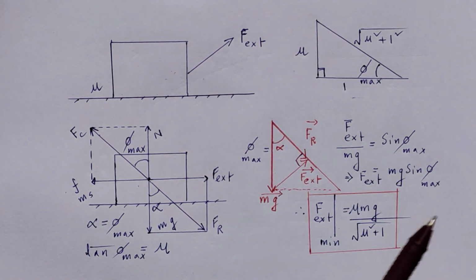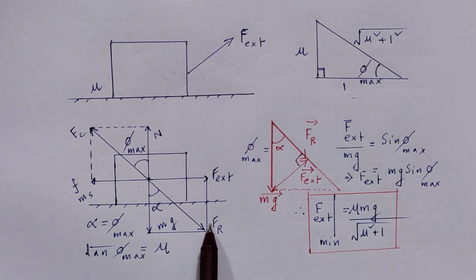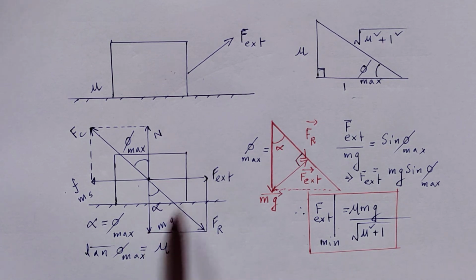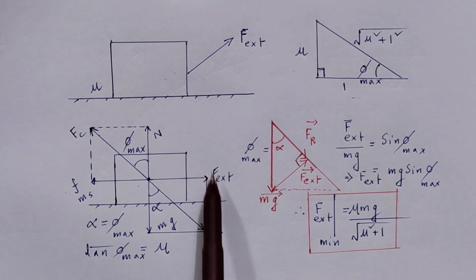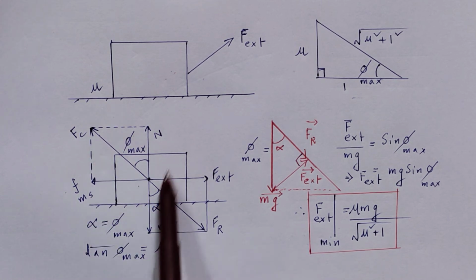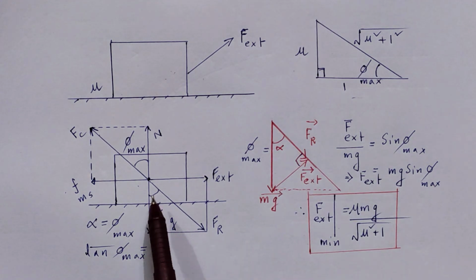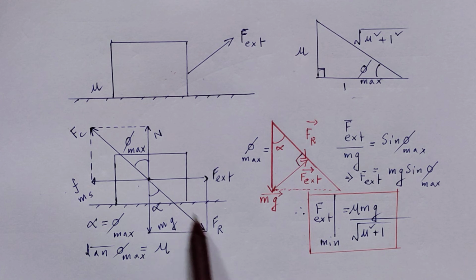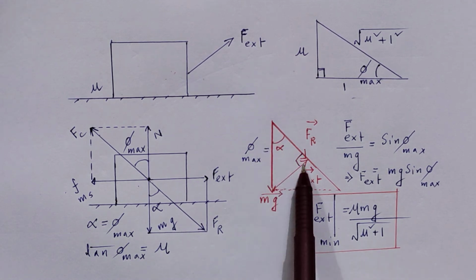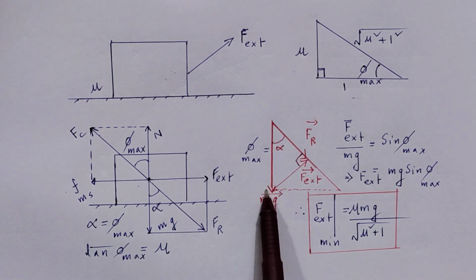So basically we have hardly used anything in this problem. One very simple concept, that this resultant force is the vector sum of mg and F external, and in order that this block just starts sliding, alpha and phi max should be equal. Remember this, alpha and phi max are equal. So Fr has to be in this direction, and this is mg.